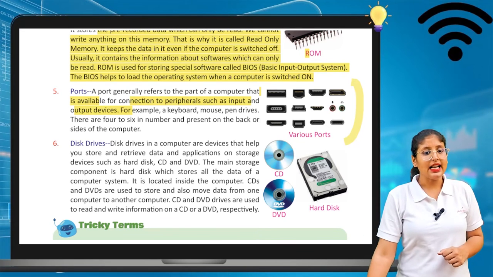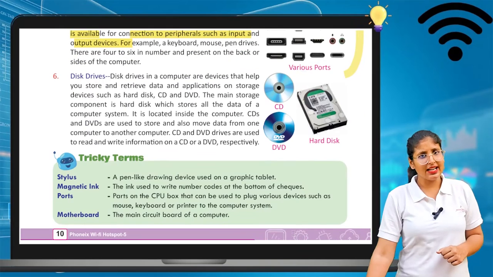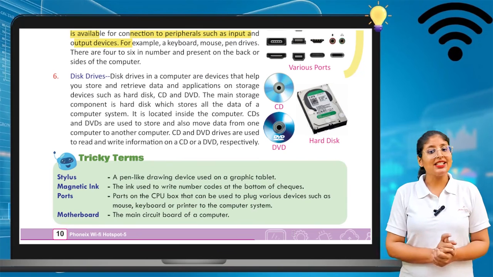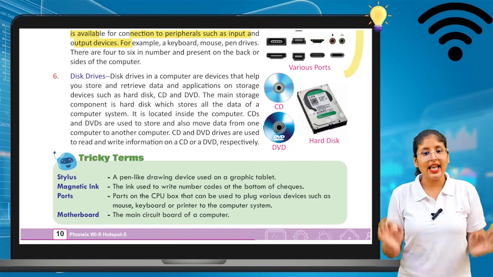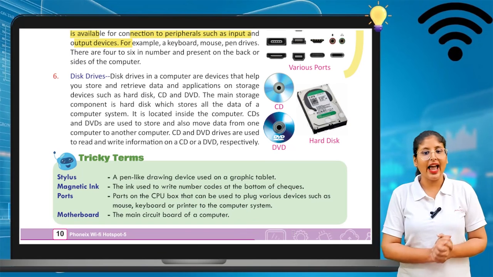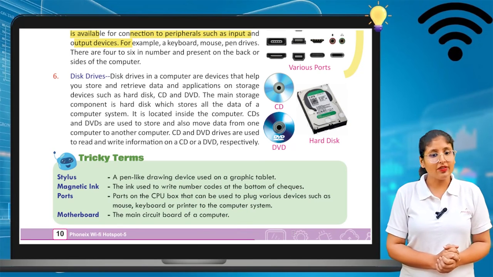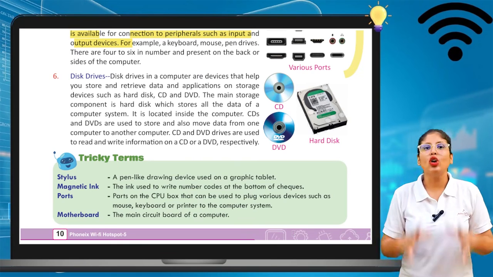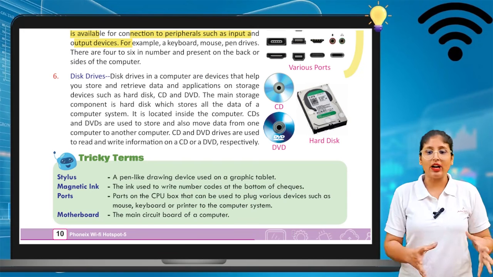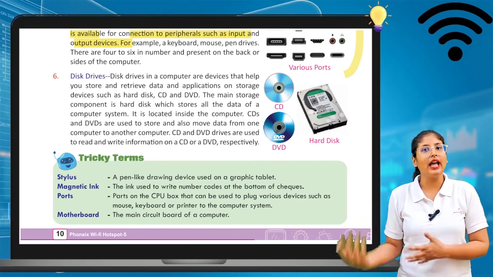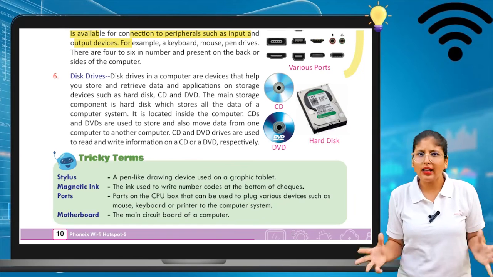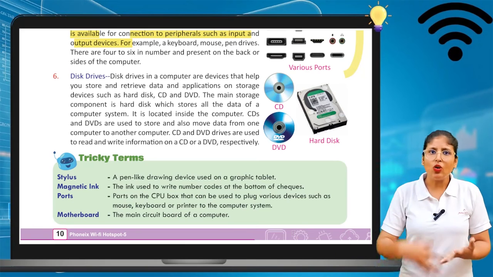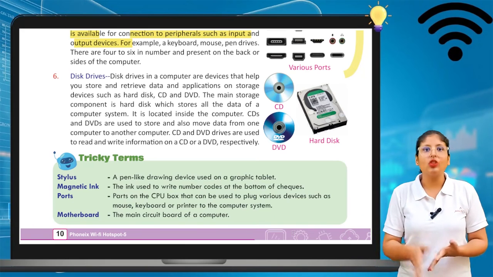Now the other thing is the disk drive. What is a disk drive? What does a disk drive do? Disk drives in a computer are devices that help you store and retrieve data and applications on storage devices such as hard disk, CD and DVD. So disk drives help us to store our data. They come in DVD and CD form or as a hard disk. In CDs or DVDs, we can store videos or albums, like wedding albums or something like that.